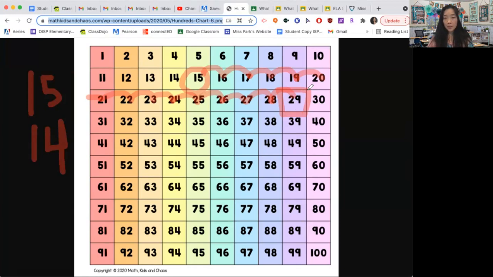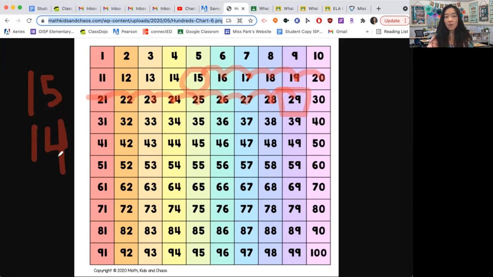Imagine it like you're playing a game. You're playing Monopoly and you're trying to get to 100. You are at 15 and you roll a bunch of dice and you get 14. You would just keep going. So I'm at 15, and I need to go to the next place on my board game. So I'm going to go 14 steps. 1, 2, 3, 4, 5, 6, 7, 8, 9, 10, 11, 12, 13, 14. Think of it that way.